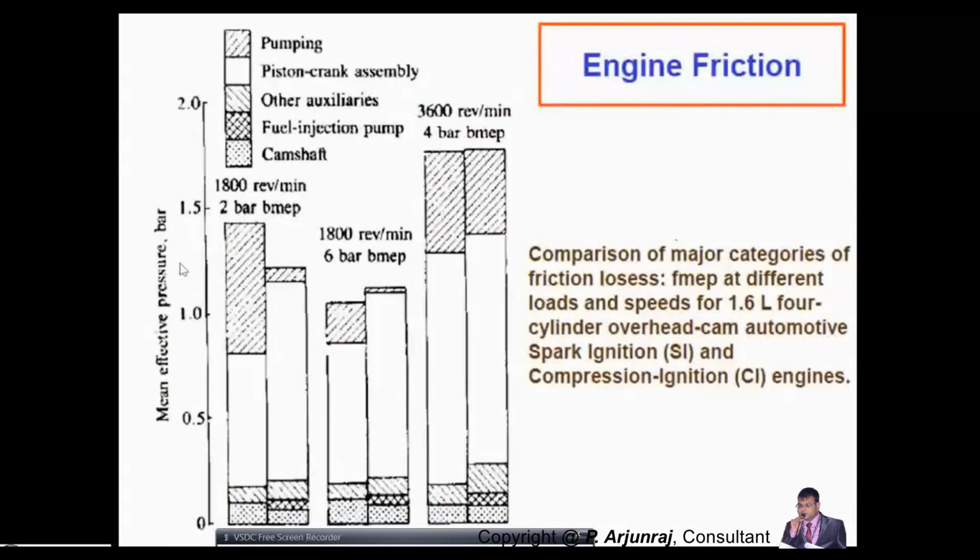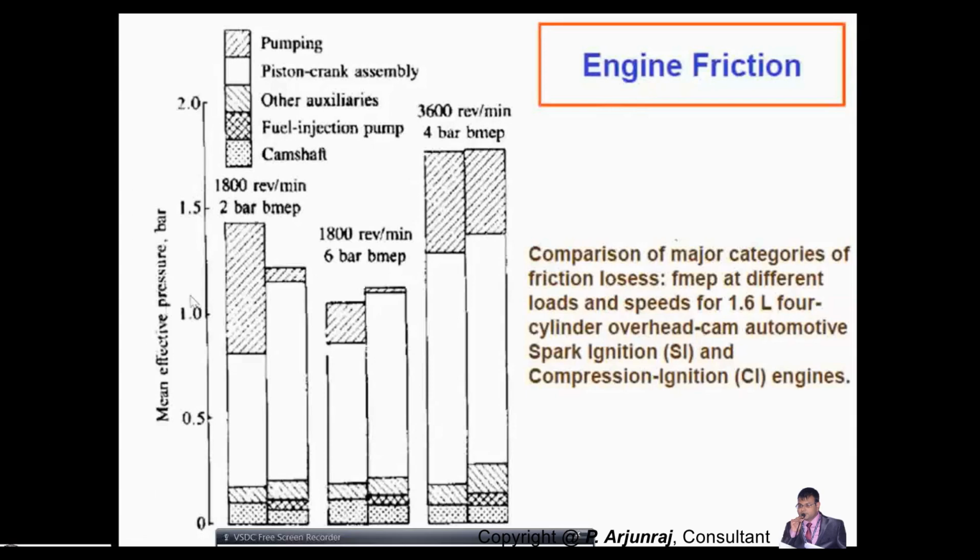Okay, so this is the mean effective pressure of the engine, which I explained earlier: the average pressure developed during the cycle in the course of operation. So here I am going to compare the SI engine and the CI engine. The engine taken here is a 1.6 liter 4-cylinder overhead cam engine. So here we are going to see the friction losses between the SI and CI engine.